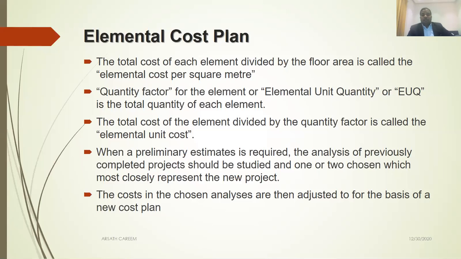For example, if you want to build a hospital, you have to choose a previously completed hospital project related to the same function. Some hospitals have basic functions. Some have, for example, an operation theater. So you should choose one for which you have operation theater cost information. That's what that paragraph means.